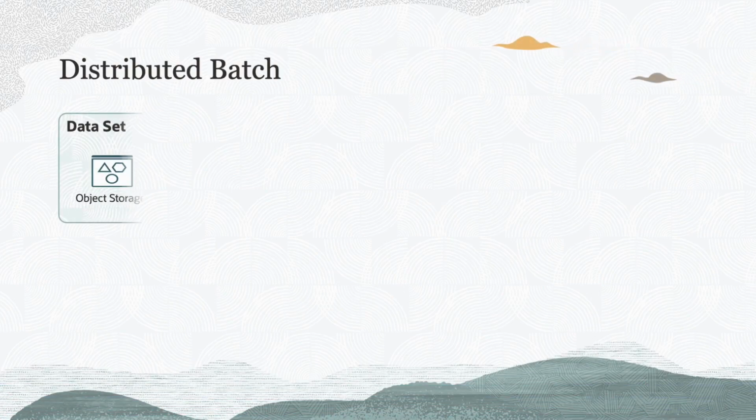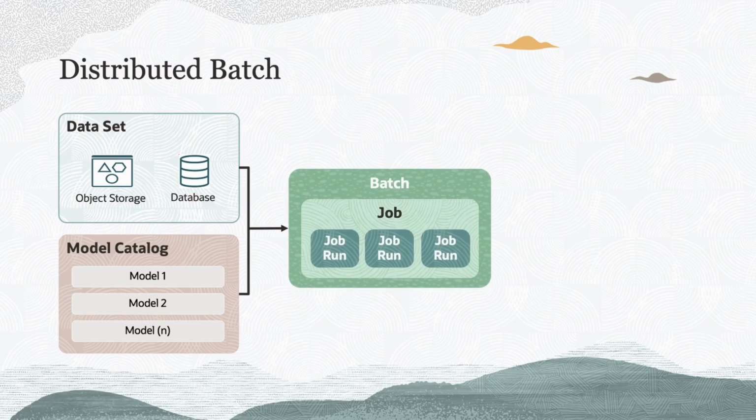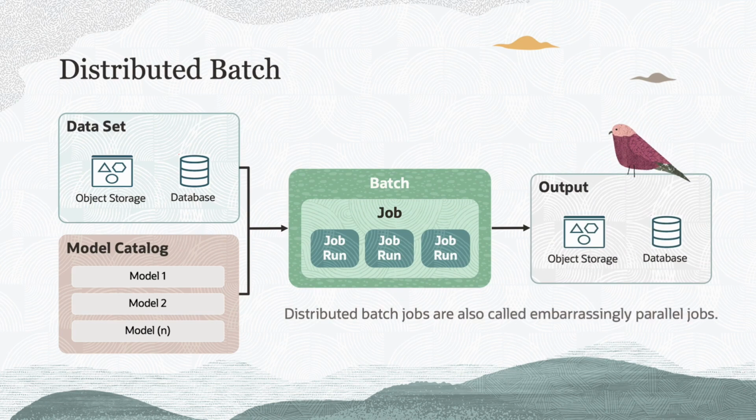A third batch option is distributed batch. In this case, there is a large amount of data that can be split into several chunks, and multiple models and jobs can run simultaneously for faster processing. Each of these tasks or jobs can be executed independently without any dependencies between them. These are also called embarrassingly parallel jobs.